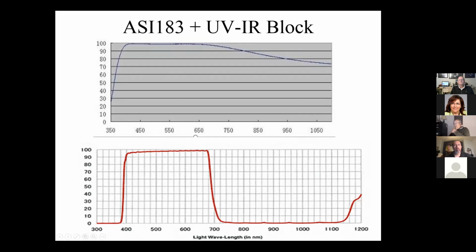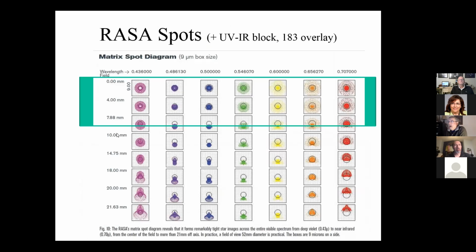Okay, so I'm not sure if you've ever seen a spot diagram before, but what we've got here is straight out of the RASA design documentation. This is the image quality, and what we're looking at are boxes of 9 micron size. In my image scale, that's 3 3/4 arc seconds. So across the top is wavelength and down vertically is off-axis distance.